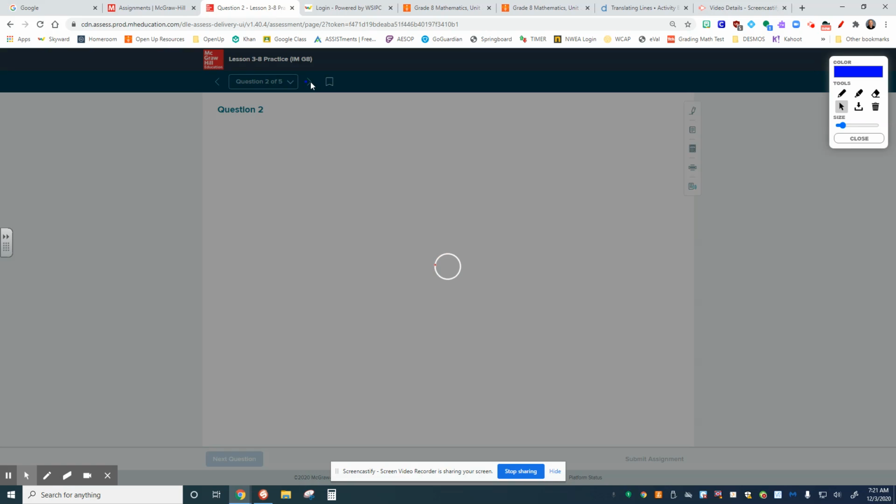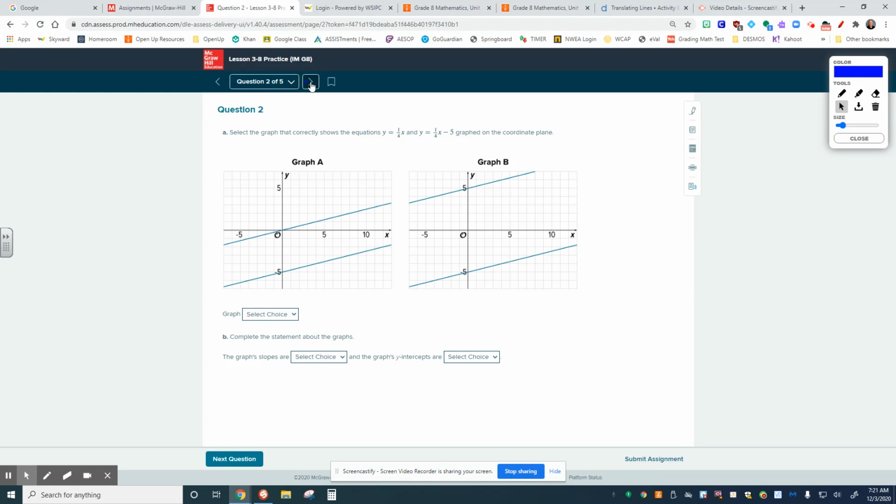Question 2. I have a couple of graphs here that we are going to compare. Select the graph that correctly shows the equations y equals 1/4 x and y equals 1/4 x minus 5 graphed on the coordinate plane. Going back to what we just talked about a moment ago, talking about the form y equals slope, the y coordinate is equal to the slope times the x coordinate plus minus the y-intercept. So as we look at these two equations, what we notice is that they both have 1/4 as the slope. So these two lines will be parallel. And then we need to understand the last part of this for one of them.